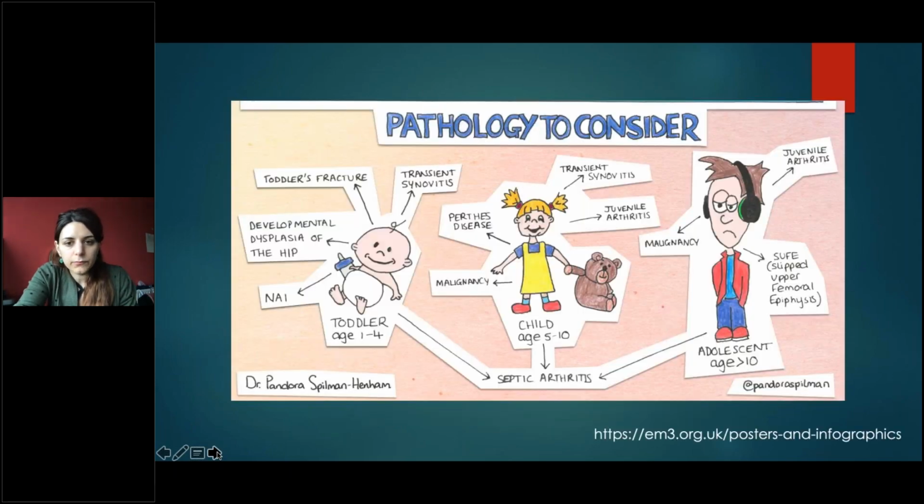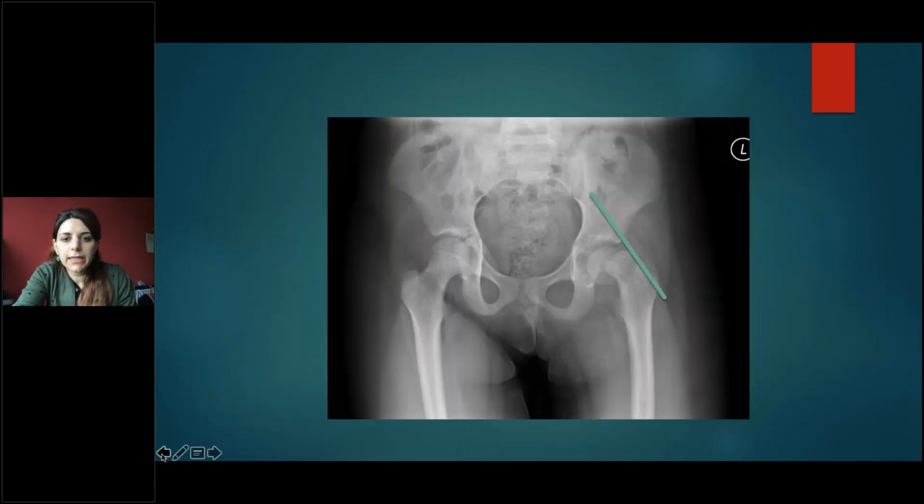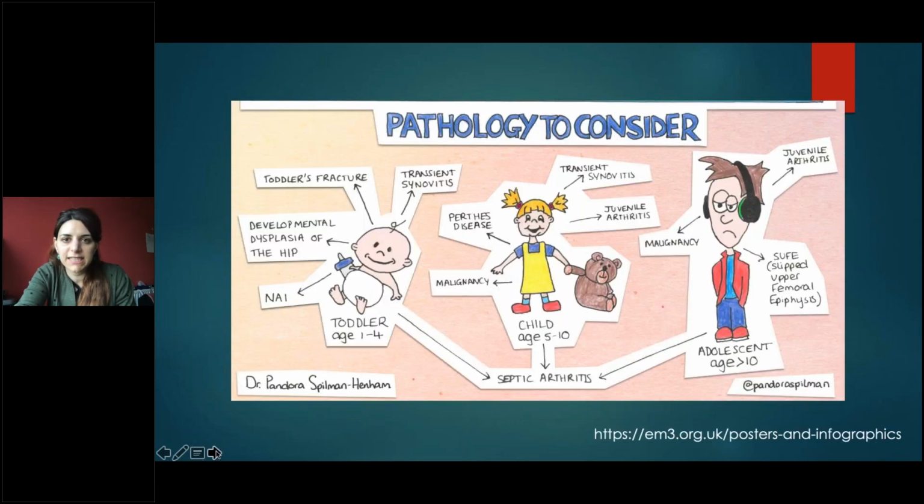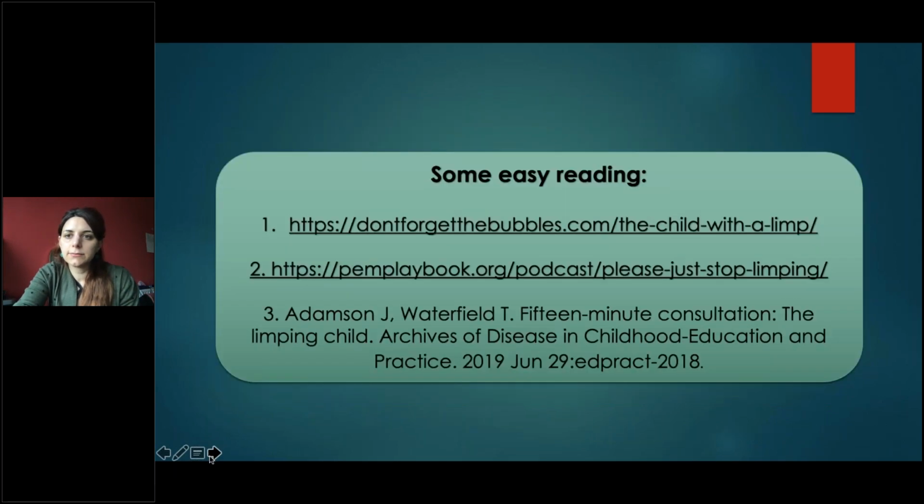If you have an older teenager and you do an AP and you can't see a SUFI, but you can see that the growth plates are closed, so the epiphyses have fused, there's no point doing anything else because it's unlikely to be a SUFI if there is no epiphysis. Means they fused already. And I've already gone through this. Of course, there's a lot more to consider in a limping child, just looking at plain MSK stuff.